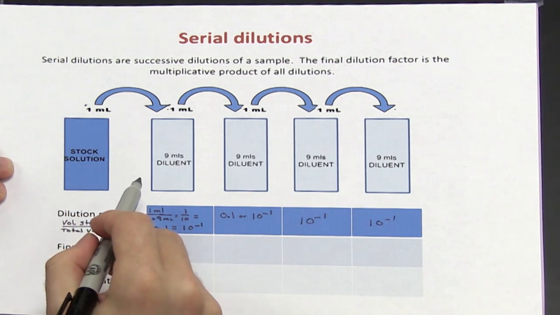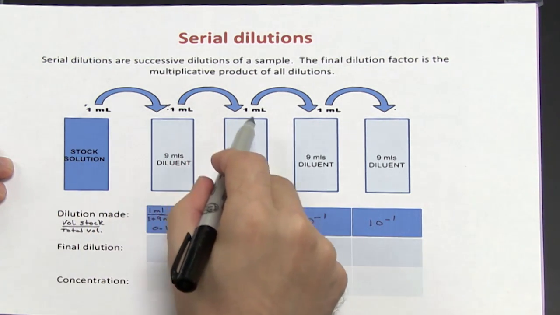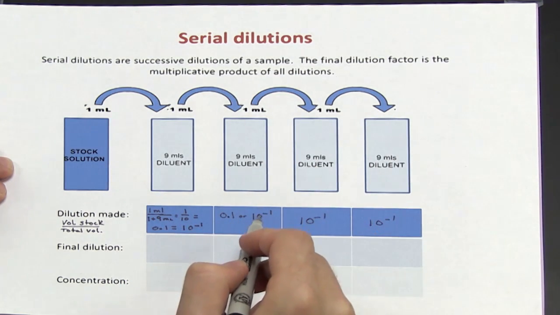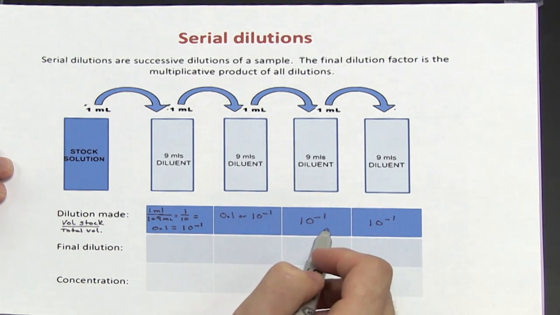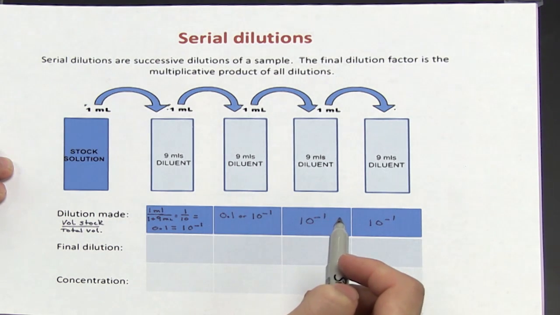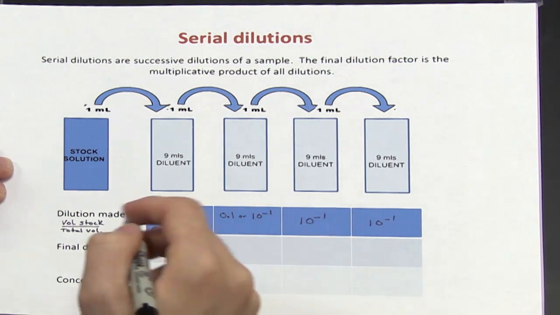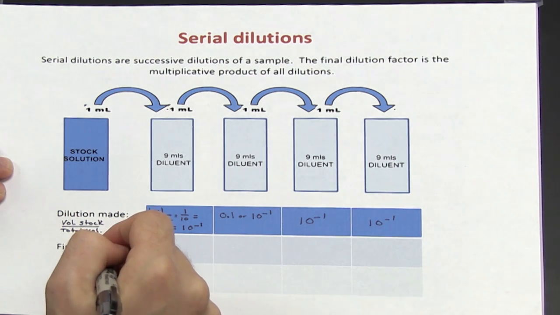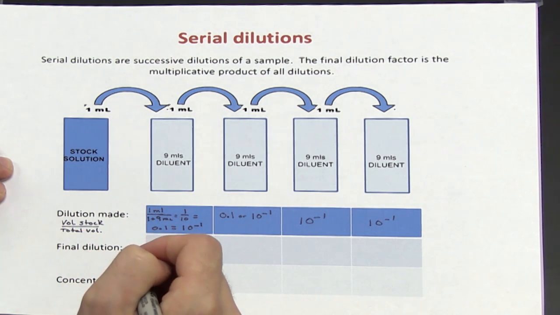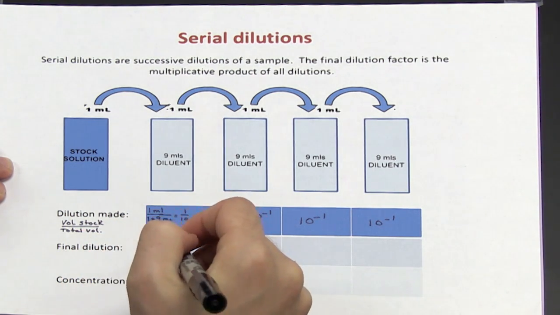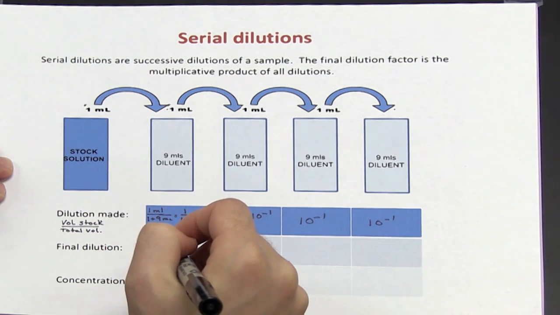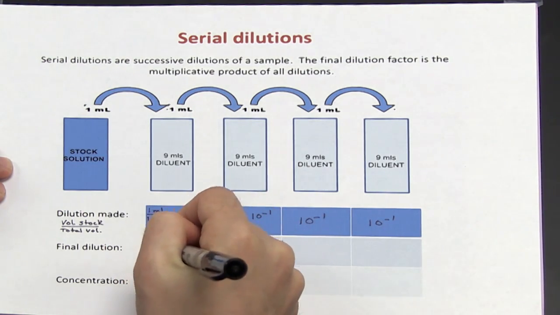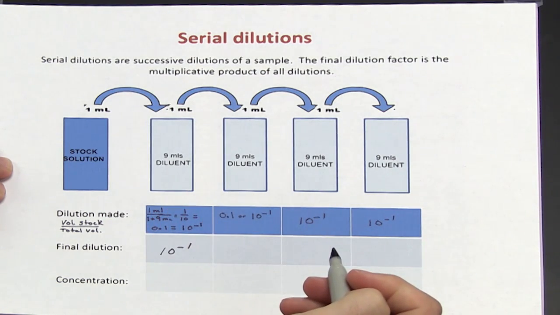So what we've seen so far is just by making dilutions over and over again, in each case we've made a 10 to the minus 1 or a 10-fold dilution. Now to figure out the final dilution, we do that by multiplying the dilutions made. So in my first vial here, the final dilution is the dilution that I first made. So my final dilution will be a 10 to the minus 1 dilution.